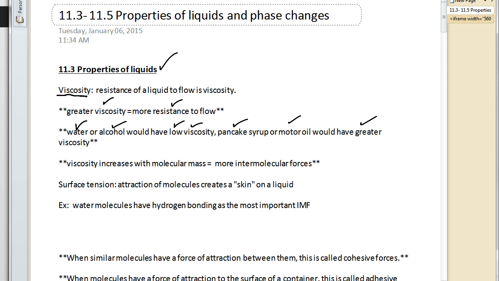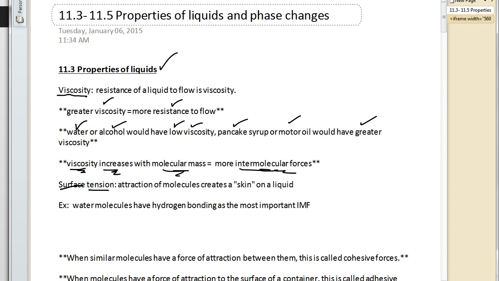If we're looking at substances that are very similar, viscosity tends to increase with molecular mass. Basically, the reason why is you're going to have more surface area, more intermolecular forces, as we talked about in the other night's lecture. More electrons, possibly that squishiness that we talked about, polarizability. These are all based on intermolecular forces of molecules. There's also the idea of surface tension.